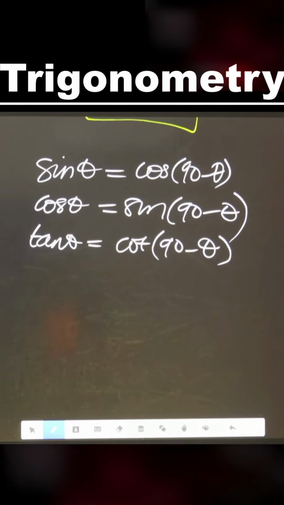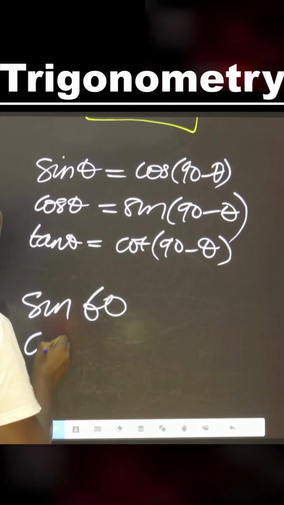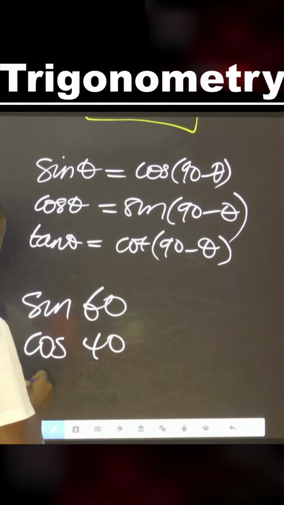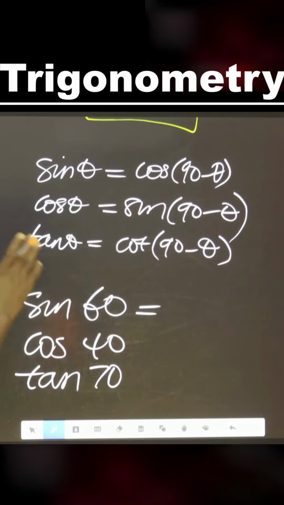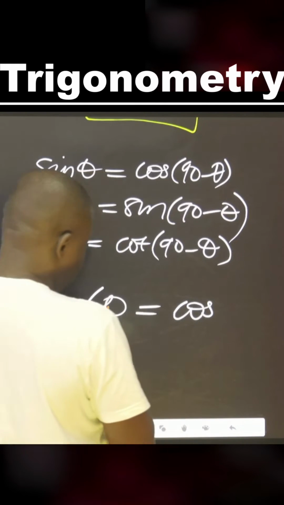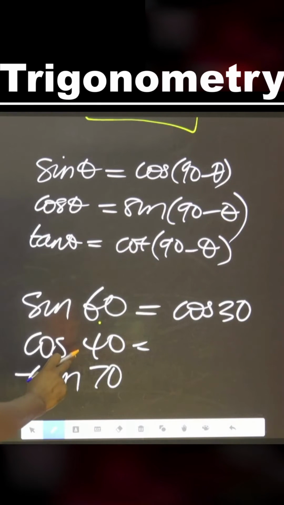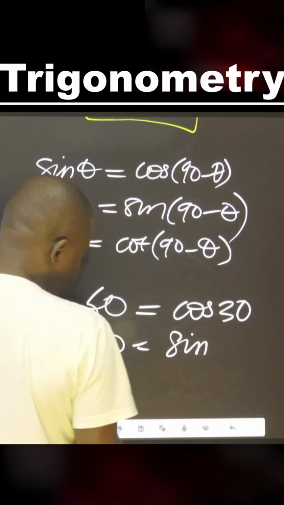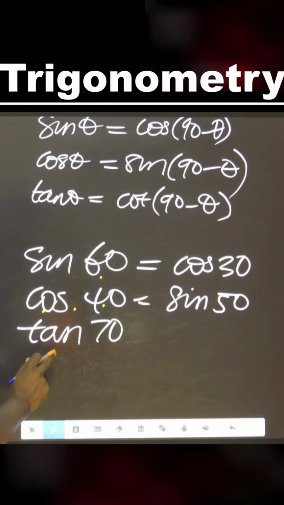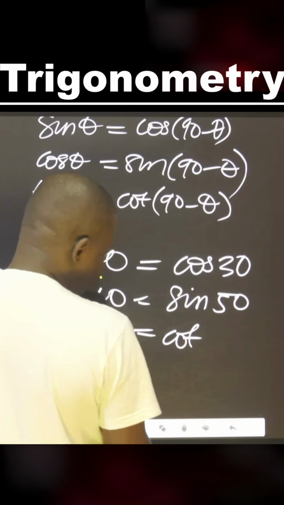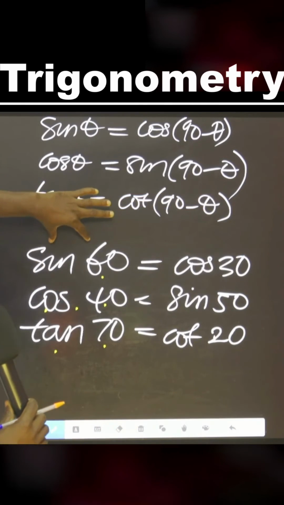For instance, you are given something like this. Say sine 60, cos 40, tan 70. You can use this one directly, or you simply do cos of 90 minus 60, which is what? 30. This is cosine, so you use sine for it. 90 minus 40 is 50. While this is tan 70, you can use cot for it. 90 minus this will give us what? 20. So you can use this one to get the same answer that this one will give to you.